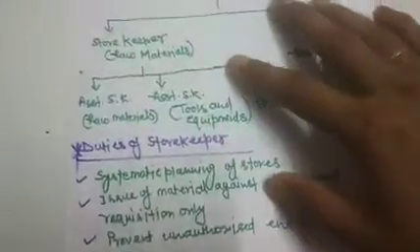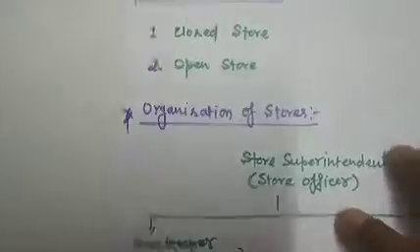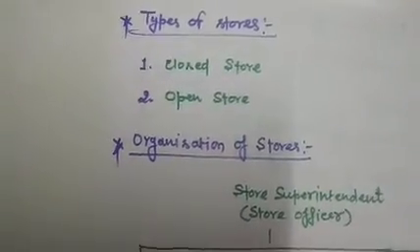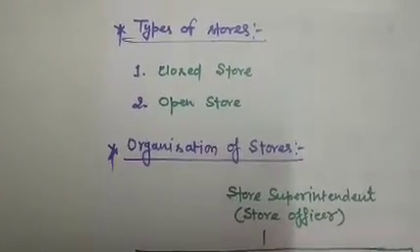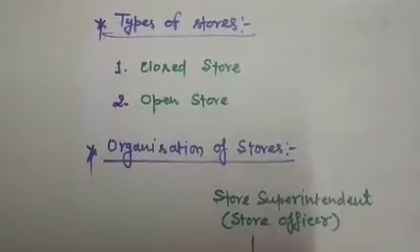Here it is types of store. Basically, in industries there are two types of store, right? And these two types of store are closed stores and open stores, right? Where we use closed stores.